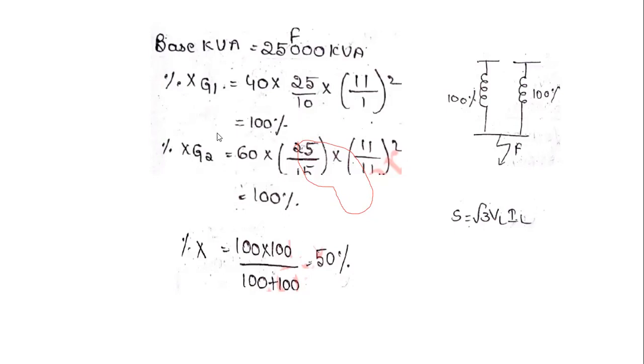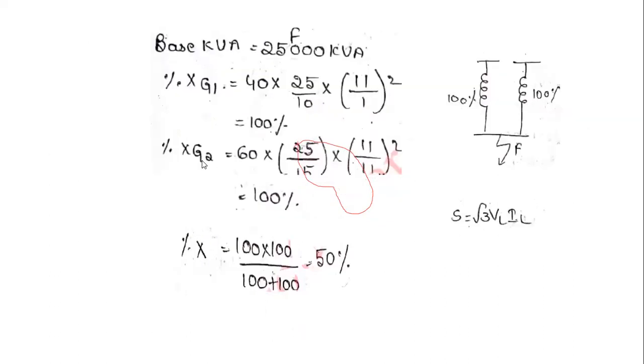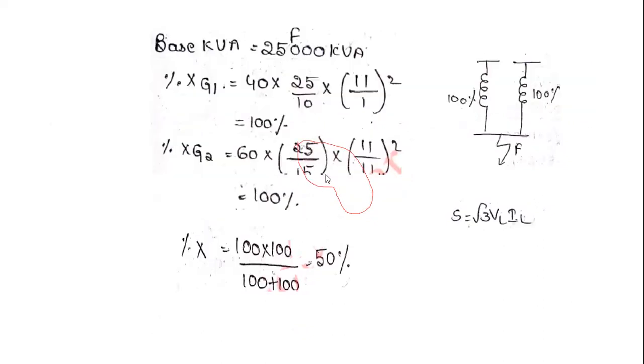Similarly, we calculate Xg2. What is the reactance for generator G2? 60%. Therefore Xg2 is equal to 60 into kVA base, which is 25, by the kVA of generator G2, which is 15, into 11 by 11 whole square. Then Xg2 is equal to 100%.